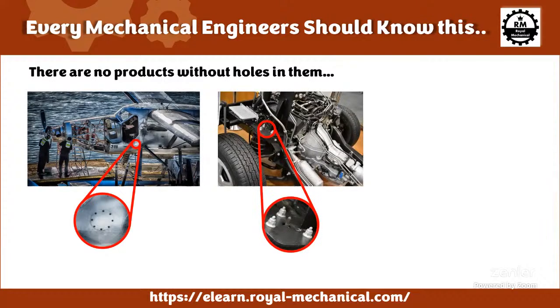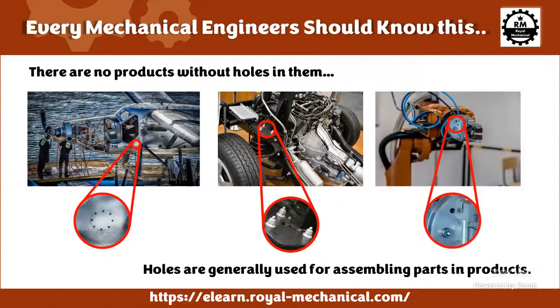Similarly, if you look at a car or any vehicle for that matter, you can also find holes within them. You can look at robots, you can find holes in them. And these holes are generally used for assembling the parts together, so that all these parts put together will make a system, and then it will make a product so that it can function properly.